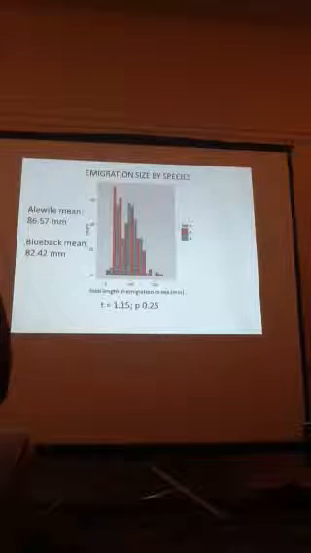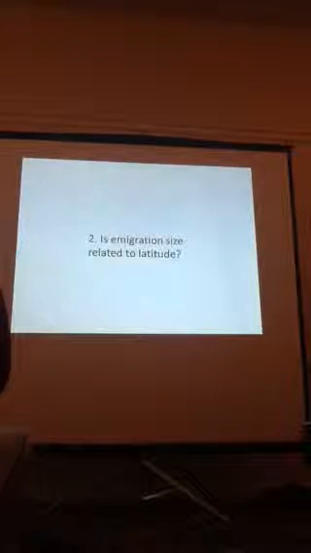So for size at emigration, there was no significant difference. This is just a histogram showing the length at emigration to sea. For all my charts, alewife are represented by red bars and blueback herring by blue bars. Although alewife were a little bit larger, the difference wasn't statistically significant.